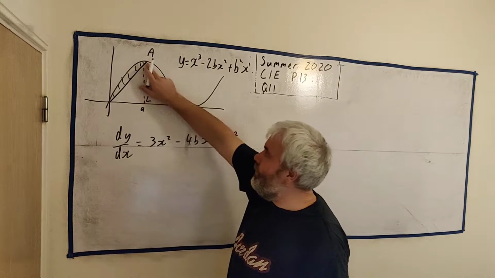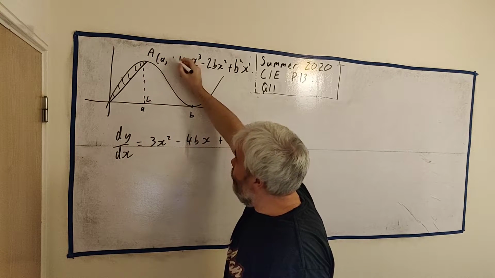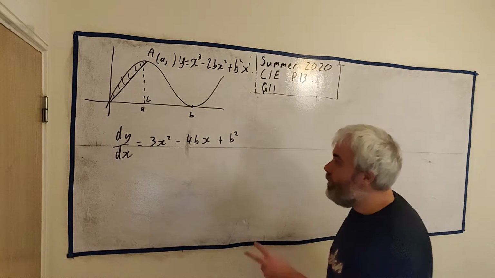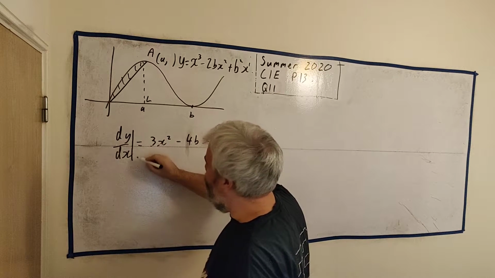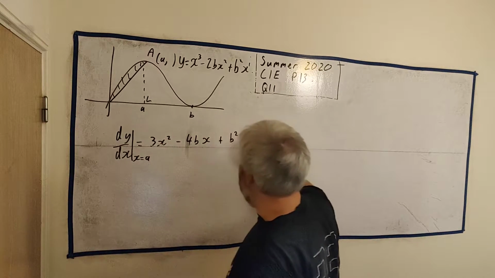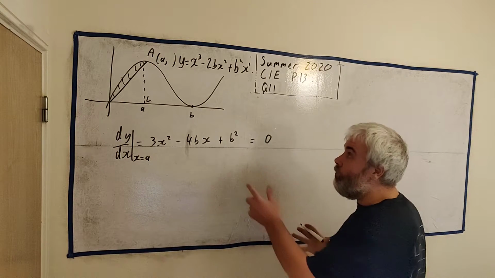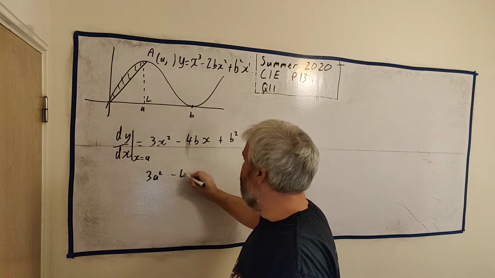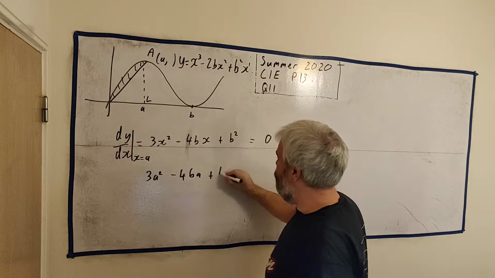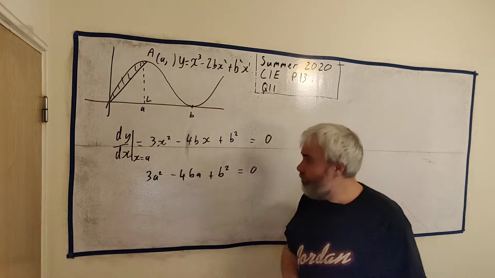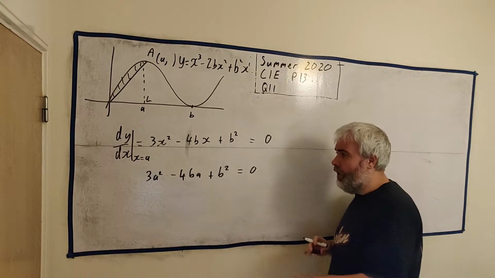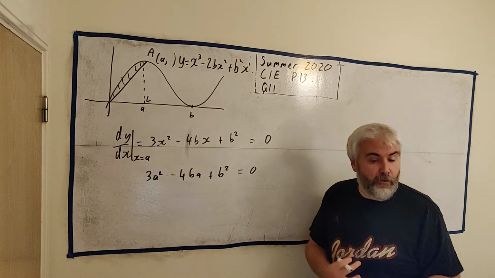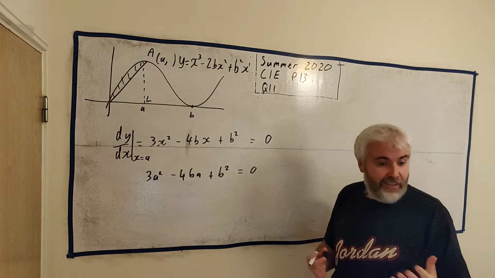Now we know what point this is. We know this is the point a, something. In fact, we're going to need this y part later on in the question. So we know what x is. When x equals a, this is going to equal 0 because we know it's a maximum. So let's just put a in. We get 3a squared minus 4ba plus b squared equals 0. And that's all we need at this point, because we have an equation with two things in it, a and b, and what we're looking for is an equation with two things in it, a and b.